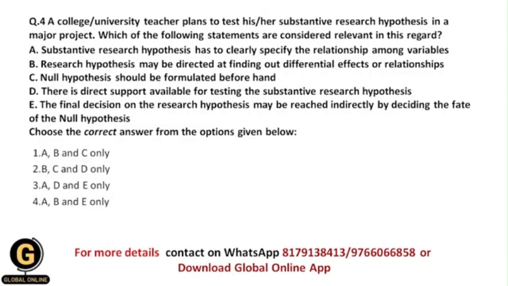A college or university teacher plans to test his or her substantive research hypothesis in a major project. Which of the following statements are considered relevant in this regard? Okay, so a college or university teacher is planning to test his or her substantive research hypothesis. Here he wants to test a substantive research hypothesis, and research hypothesis means alternative hypothesis. In this hypothesis we state, or predict, that there is a relationship between the variables. So with regard to this hypothesis testing part, which of the following statements are correct?